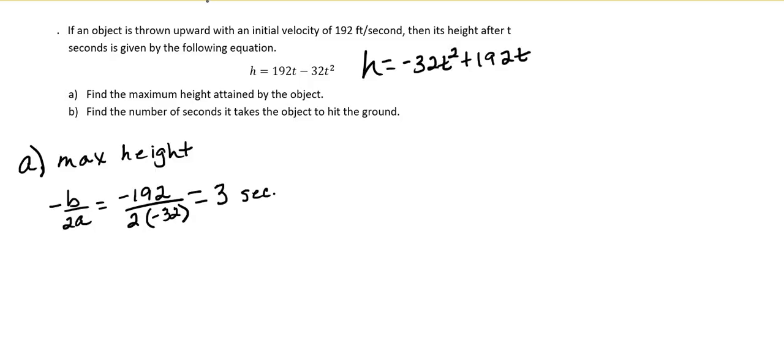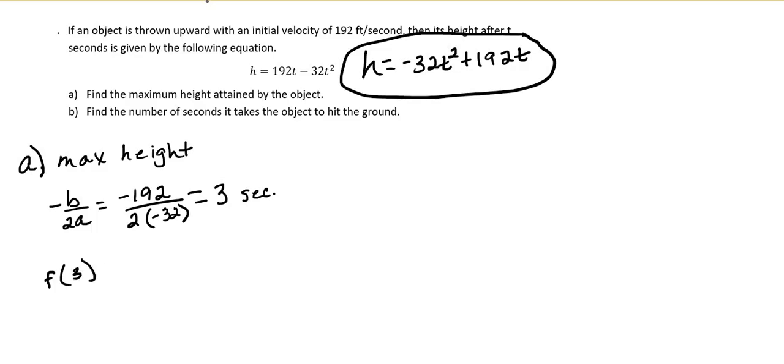Now, the first thing I did was to rewrite my equation in standard form up here at the top. And then I found the x-coordinate of the vertex. And remember that the x-coordinate, in this case, it's a variable t, is time. So this tells me that it's going to take 3 seconds to reach the maximum height. So once I find this 3 seconds, I'm not done. I now need to find f of 3. Put 3 back into my equation in place of the t, and I get 288 feet.